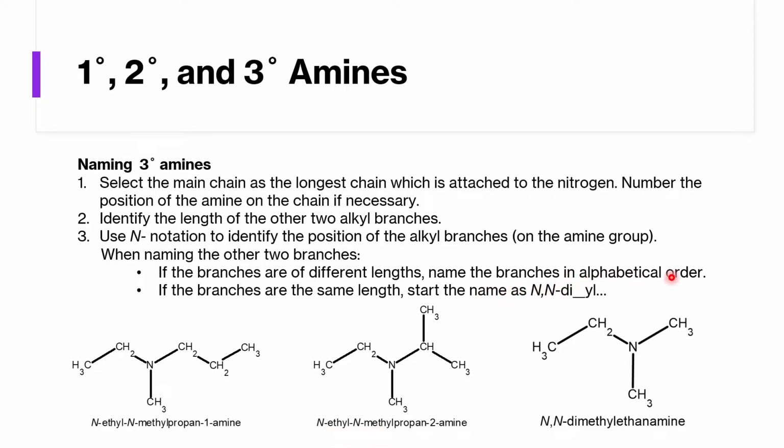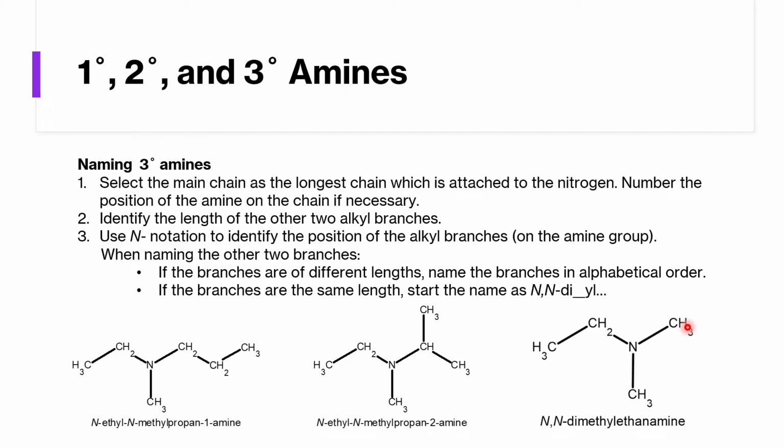Again, we're following our alphabetical order. In our final example, what we have is, again, a tertiary amine. The longest chain is a chain of 2. That is going to mean that it's labeled as ethane amine. For the other 2 branches, we just have methyl groups.